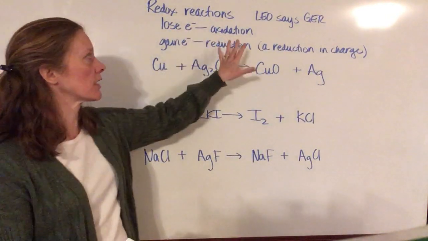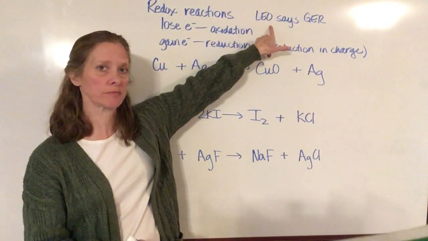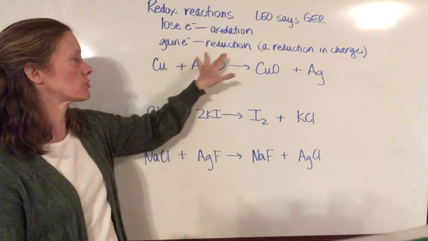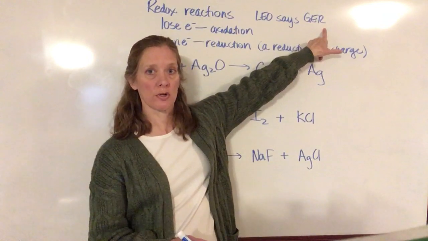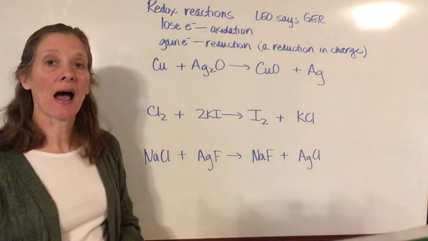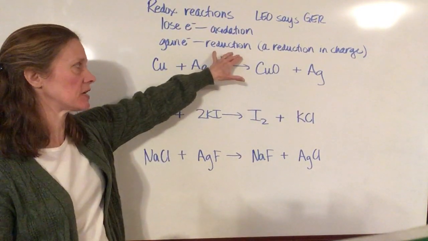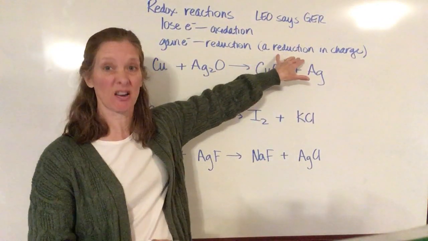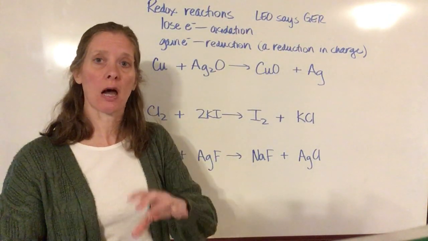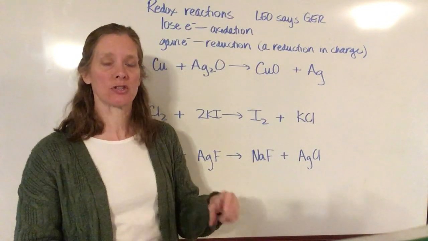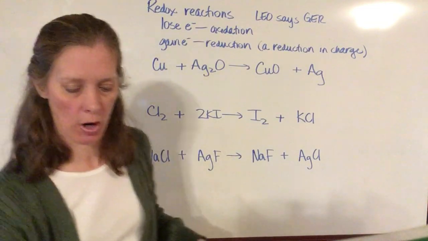If it loses electrons, it's oxidation, which is where LEO comes from. Lose electrons, oxidation. And then if it gains electrons, it's reduction. So there's the GER part, gain electrons, reduction. The other way that I use to remember this is that if you've got reduction taking place, you actually have a reduction in charge. So if you've gained electrons, the charge becomes more negative, and so that has actually reduced the charge or reduced the oxidation number on it.